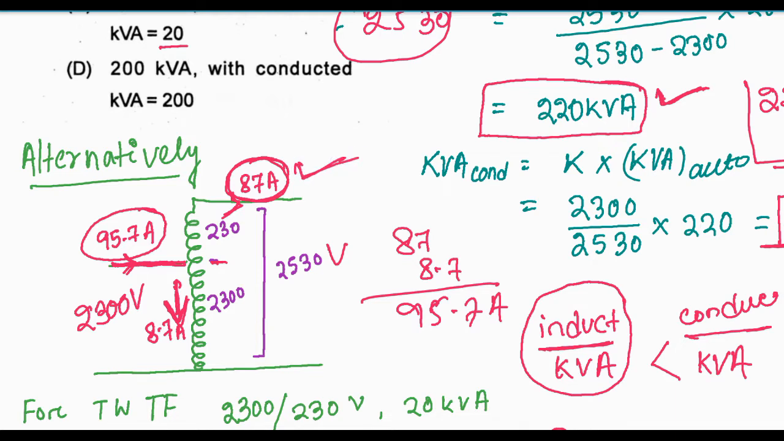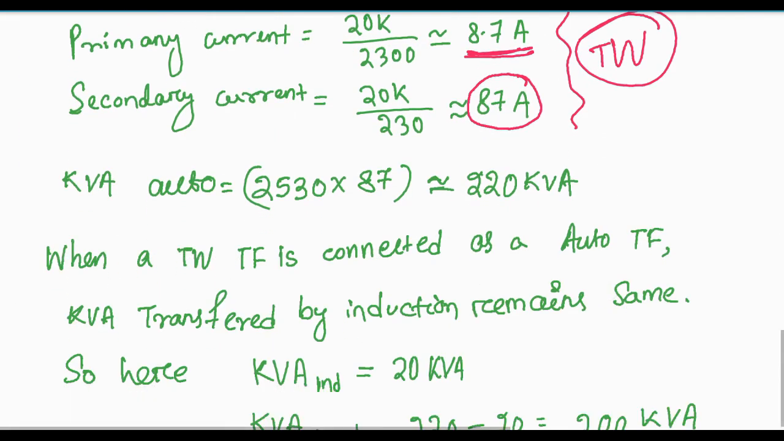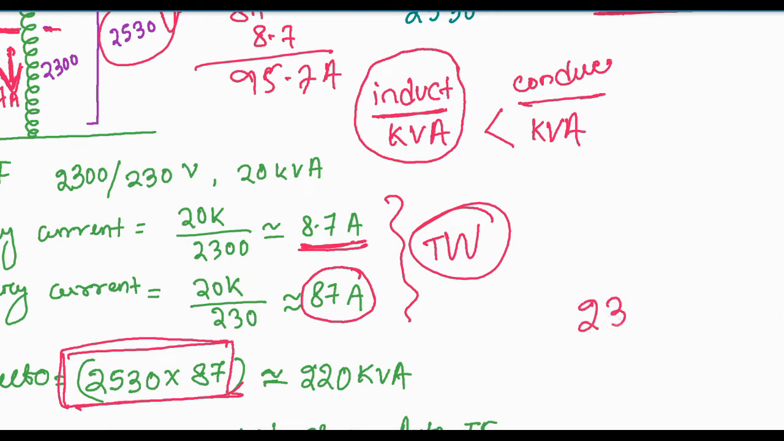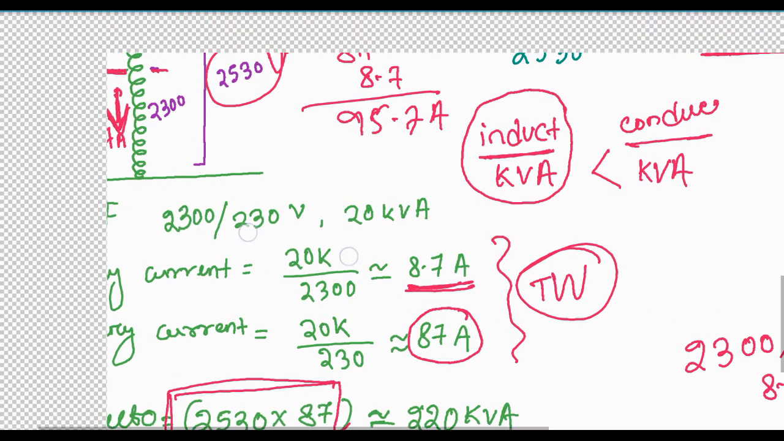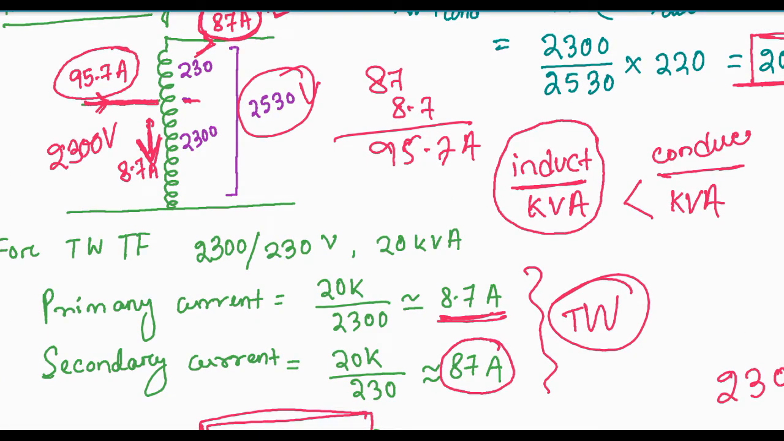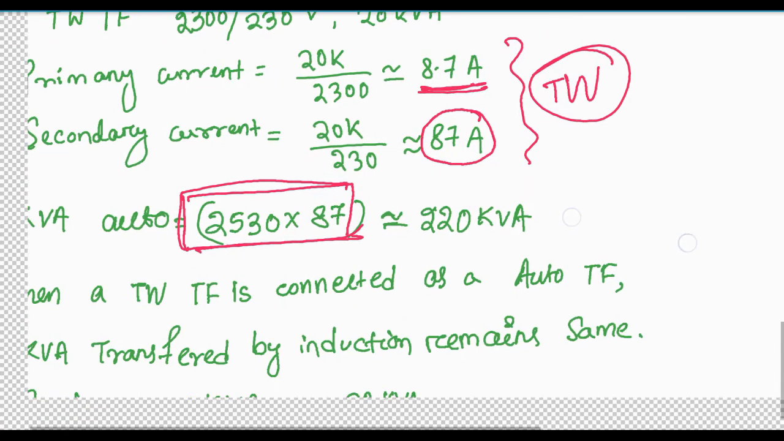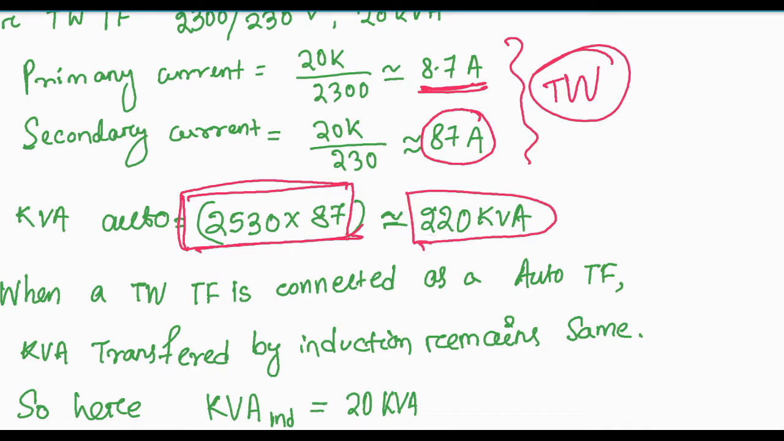So what will be the rating? 87 current into voltage, that is 87 into 2530. So rating will be 2530 into 87, or we can also calculate from the primary. That means primary voltage and current are 2300 into 95.7. This will also result the same, and this will be 220 kVA, nearly equal to 220 kVA.